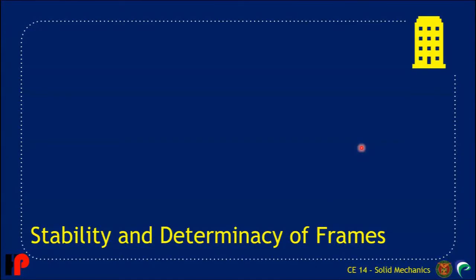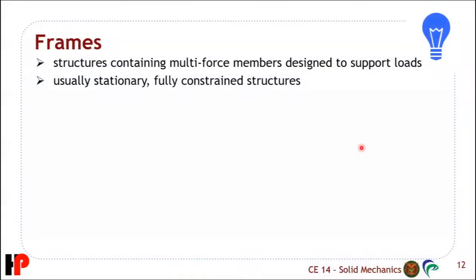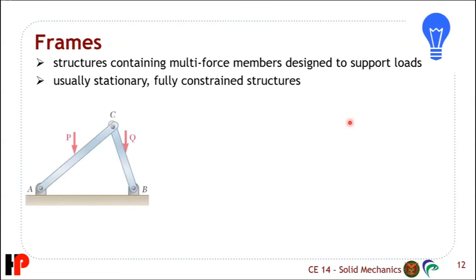Okay, so stability and determinacy of frames. So frames are basically extended beams or connected beams. So frames are structures that contain multi-force members, and they are made to support different loads. So this is the more common structure in real life. So they are usually stationary and fully constrained. So remember anong multi-force member? So a multi-force member is basically a member that is acted upon by forces at least three different points.